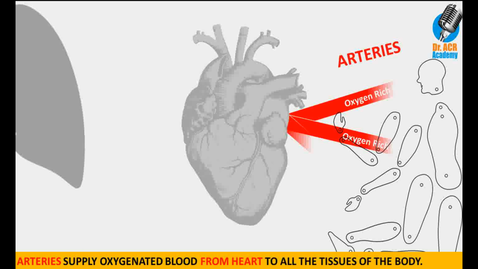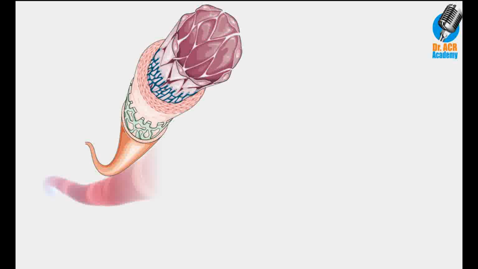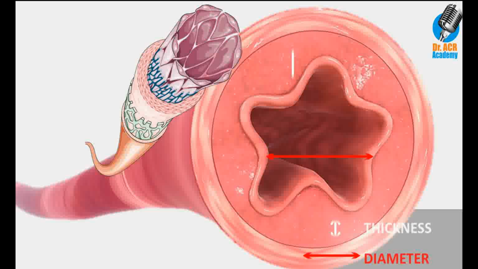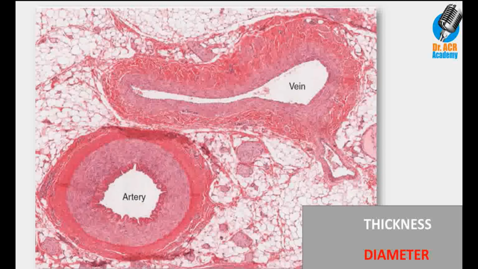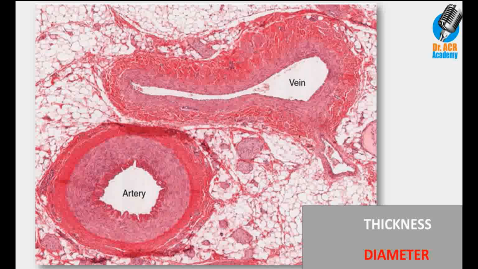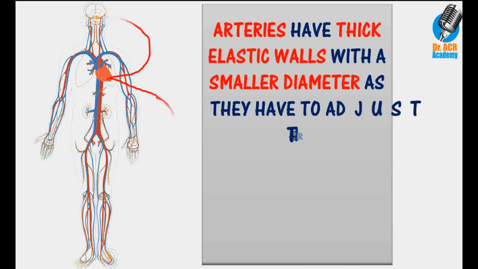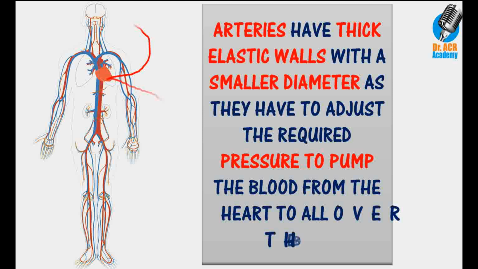Comparatively, arteries have thicker elastic walls with a smaller diameter than veins. The reason is, they have to adjust to the required pressure to pump the blood from the heart to all over the body parts. Relative diameter and wall thickness of arteries and veins, as they need to send blood to very distant parts of the body.